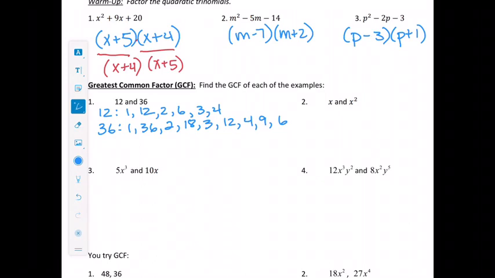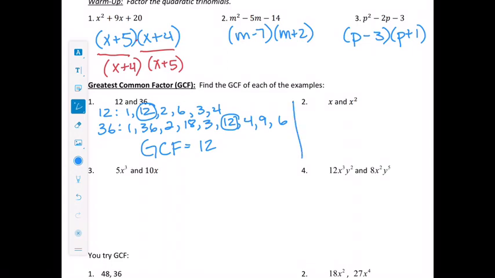All we did here was list the factors. Now we want to find the greatest common factor, which is the biggest factor that these all have in common. 12 and 36 have a bunch of common factors: 1, 12, 2, 6, 3, 4. But we're looking for the greatest common factor, the biggest of these numbers. They both have 12 on the list, and that's the biggest number. So therefore, our greatest common factor is 12.